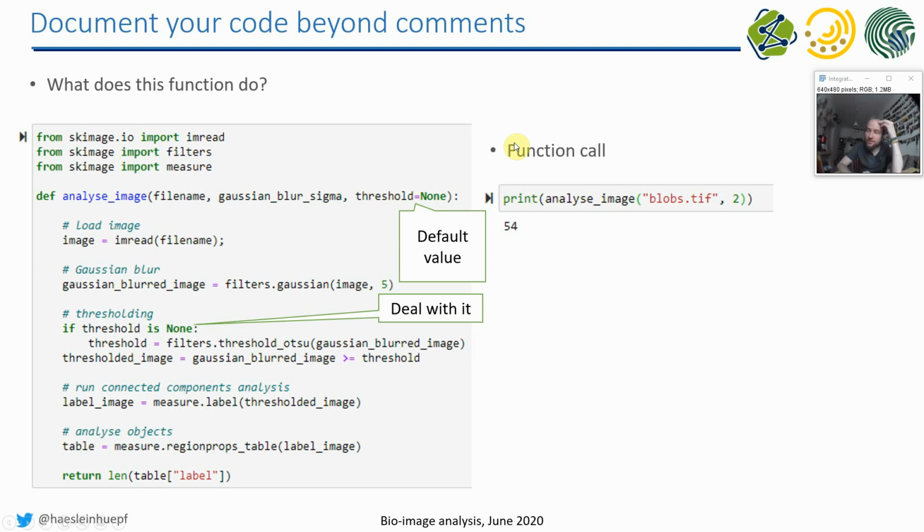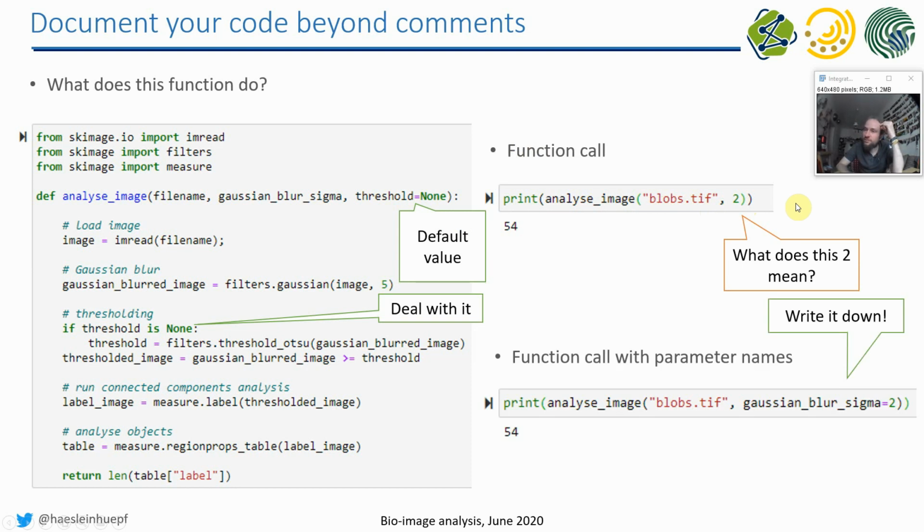From a Jupyter notebook, it looks like that. I call the analyze image function, which is written here, and I hand over a file name and the number 2. What does this 2 mean? If I don't see this Python file, if I only sit in front of a Jupyter notebook and I read this 2 here, it might not be very helpful. That's why I would recommend you write down the parameter name here. This is what you can do in Python, but unfortunately not in many other programming languages. It's helpful for reading this piece of code. It is something like a comment, but makes your code easier to read.